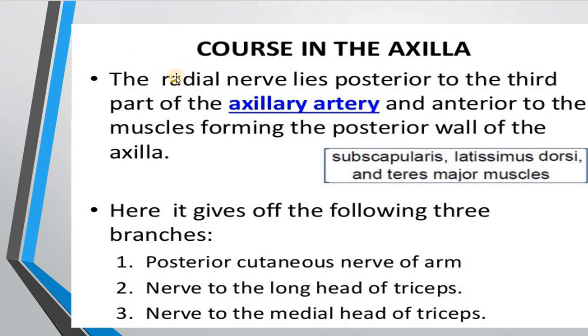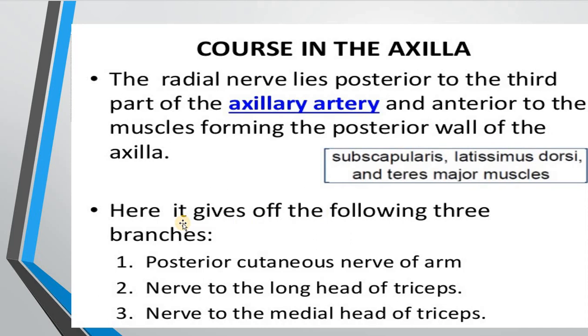Course in the arm. The radial nerve lies posterior to the third part of the axillary artery and anterior to the muscles forming the posterior wall of the axilla. That is the subscapularis, latissimus dorsi and teres major muscles. Here it gives the following three branches.